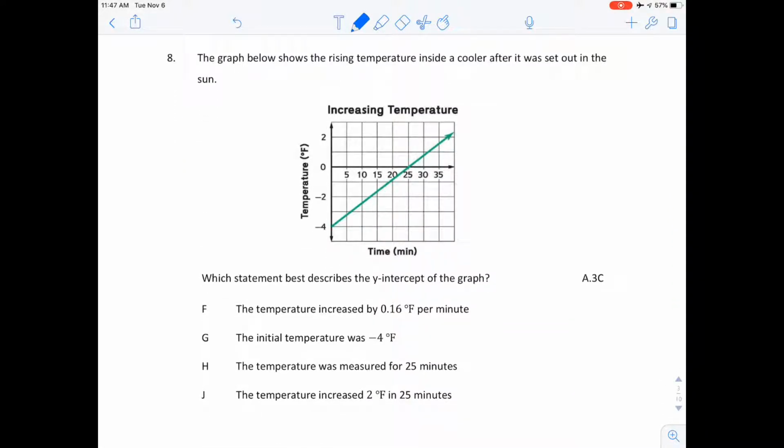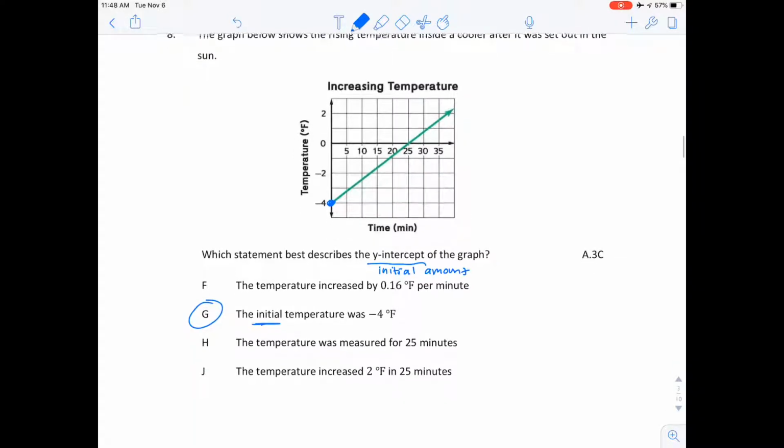Number 8 says the graph below shows the rising temperature inside a cooler after it was set out in the sun. So obviously it starts off cold and the sun makes it where it's not as cold. But which statement best describes the y-intercept? So the y-intercept is wherever the line touches the y-axis, which is at -4. Now, there's only one answer choice that even has -4. But just remember the y-intercept is always an initial amount or a starting point. So right here where it says the initial temperature is -4, that makes sense for the y-intercept.